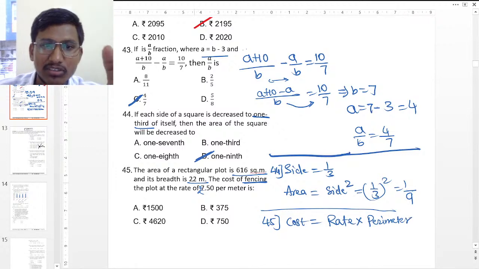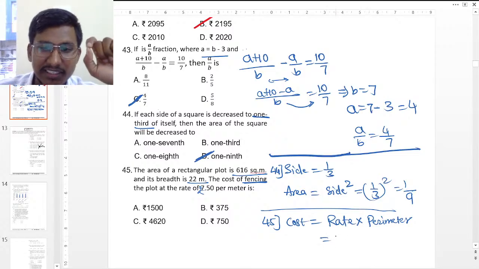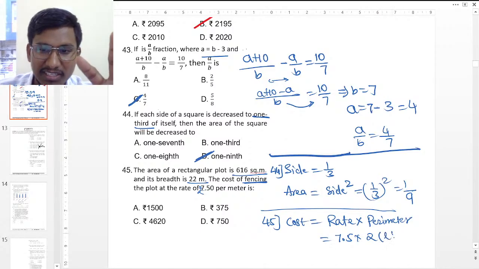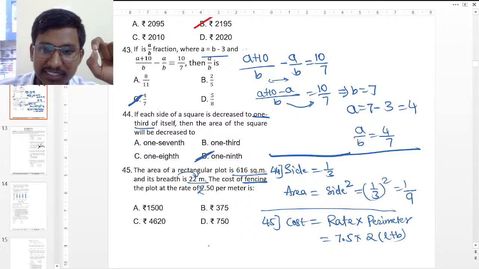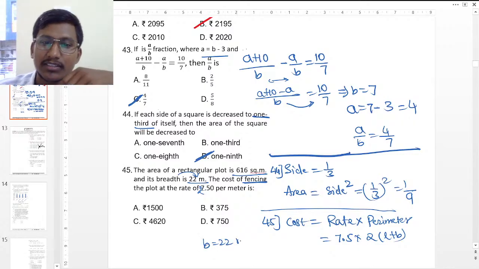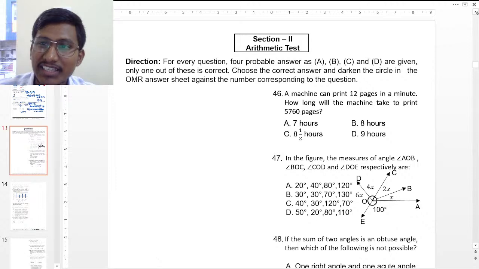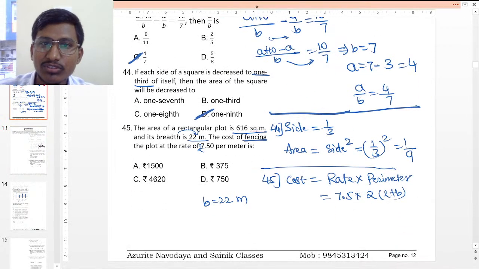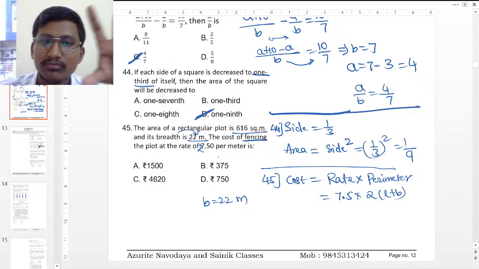But to find the perimeter of a rectangle, we need length and breadth. Rate is given as 7.5 rupees into the perimeter of the rectangle, which is 2 into (L plus B). But here they have given only the breadth. B is 22 meter, but we don't know the length. So one more piece of information they have given, that is the plot area.